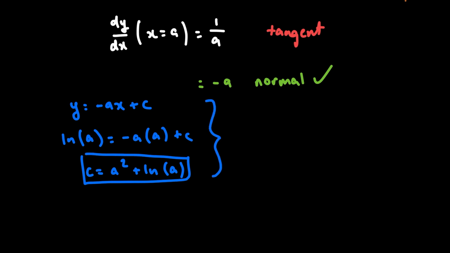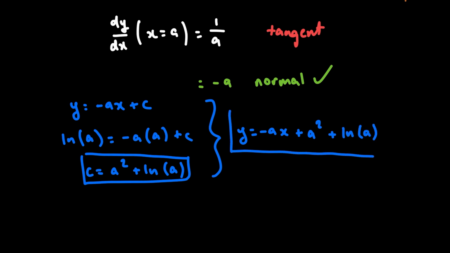So now if you want to work out the tangent line, I keep saying tangent, the normal line, we want to work out the normal line. y is equal to minus ax plus a squared plus ln a. This equation here will always give us the value of our normal. And that's how you work out normals.